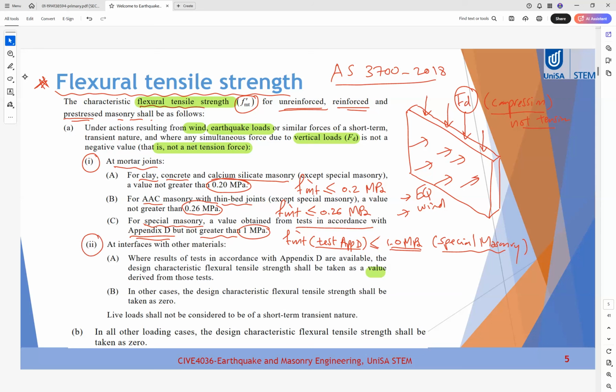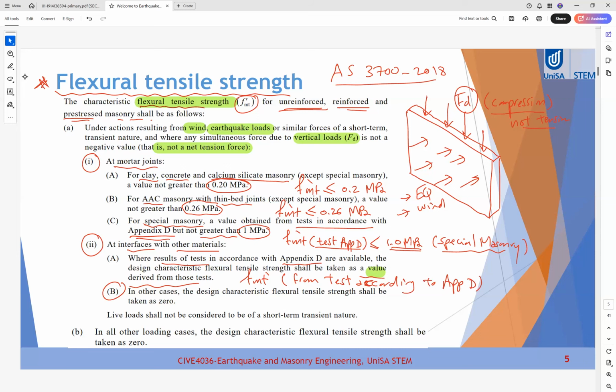Okay, then second, so the first one was for mortar joints, the second one for interfaces with other material. So if there is any interface with other material, the result from Appendix D should be followed. Okay, so the value here, f'mt, is from tests according to Appendix D.